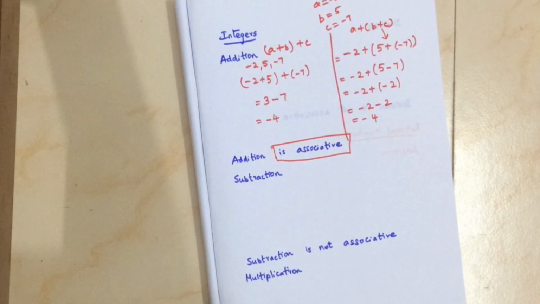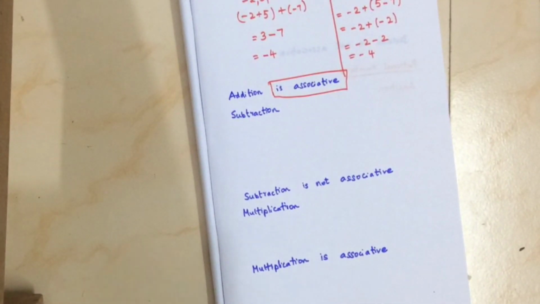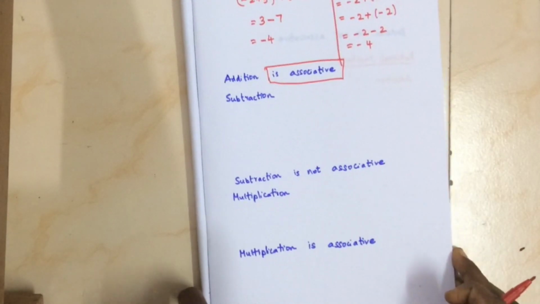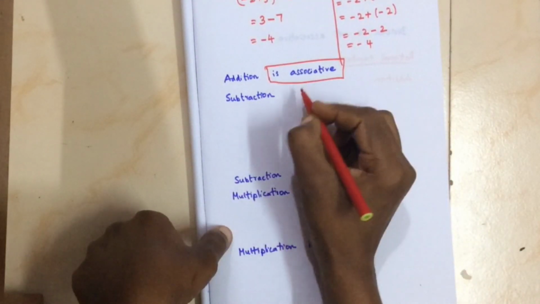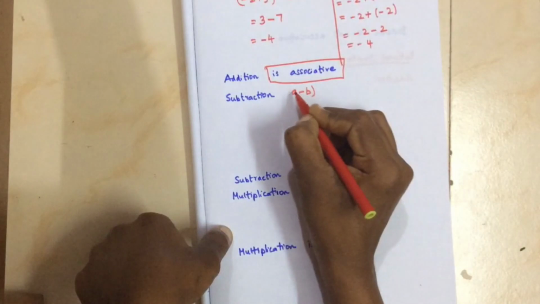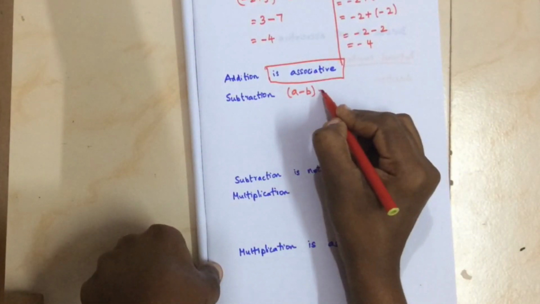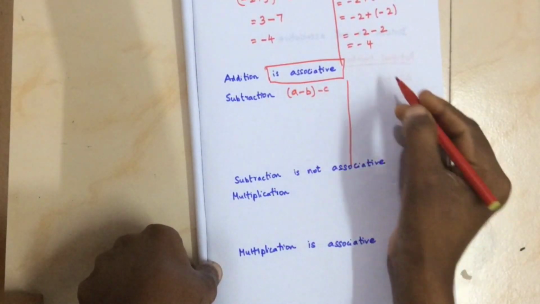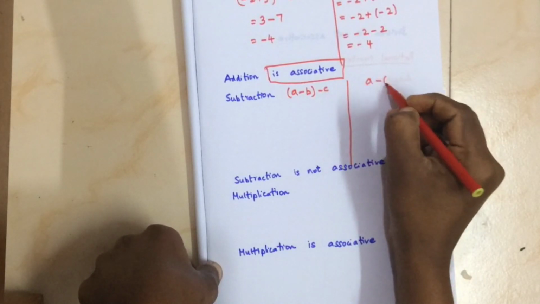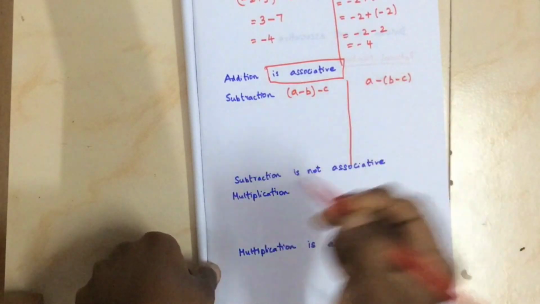So with this we are proceeding for subtraction. We can do with the same numbers. A is minus 2, B is 5 and C is minus 7. Starting, what you have to prove? (A minus B) minus C, and this side it is A minus (B minus C).